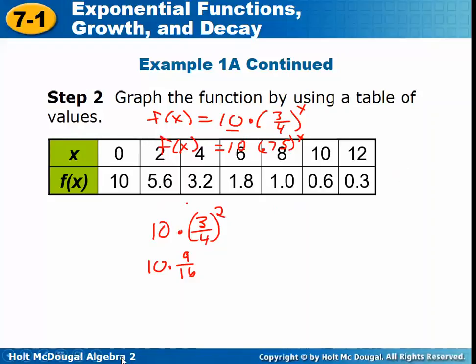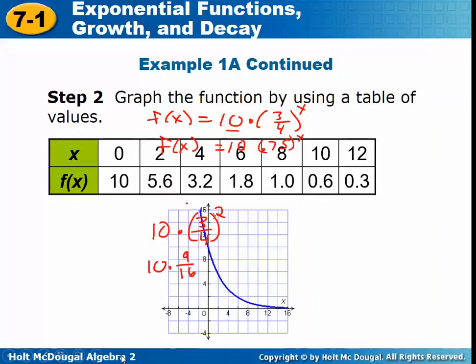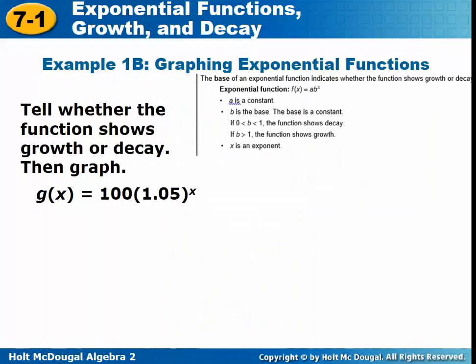And then after that, you would plot the points. I'll erase this out of the way here. On a graph, and then connect them with a smooth curve. So at 0, we're at 10. At 2, we're at 5.6. Now you're going to have to estimate when you graph exponential functions. You're going to get lots of decimal numbers. And so on, you would continue plotting the points and then connect them with the smooth curve. Another way to graph these is with technology, and we'll look at that in a minute.